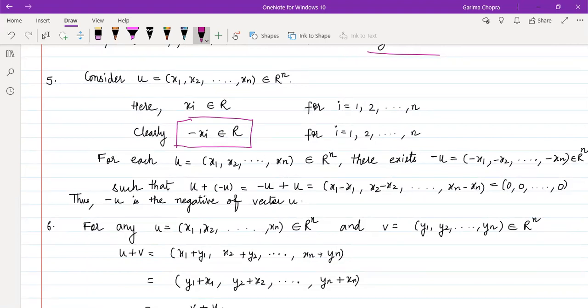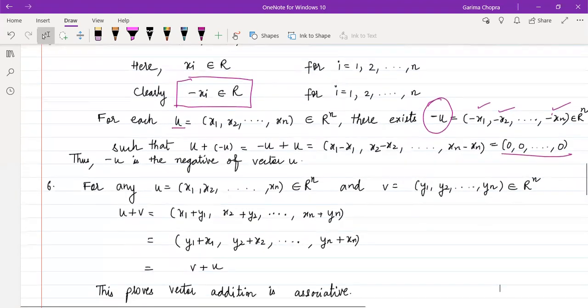It means if we define this vector minus u by considering the negatives of these xi, minus x1, minus x2, and whose nth component is minus xn, then it is very clear that it will also belong to this n-dimensional space. And moreover, when we are adding this vector u with this vector minus u, doing the vector addition, we are getting the zero vector. It means this minus u is the negative of the vector u. So in this way, we are able to find the negative of any arbitrary vector u in the same dimensional space.